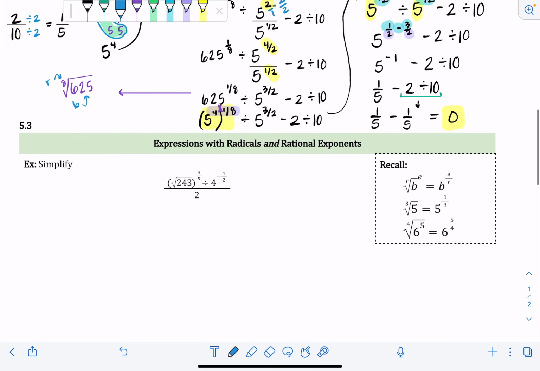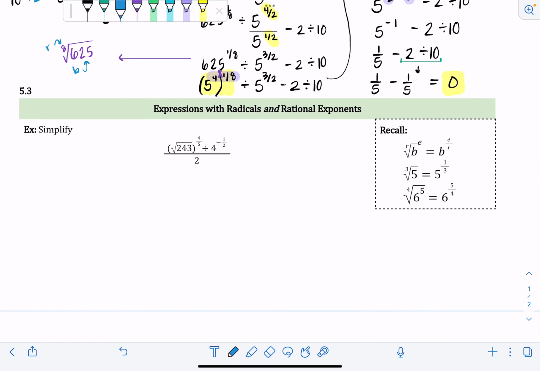Okay, and then 5.3. So expressions with radicals and rational exponents. So now we have both. So same strategy, take it piece by piece. So we have the square root of 243 to the 4/5 power divided by 4 to the -1/2 power, all over 2.